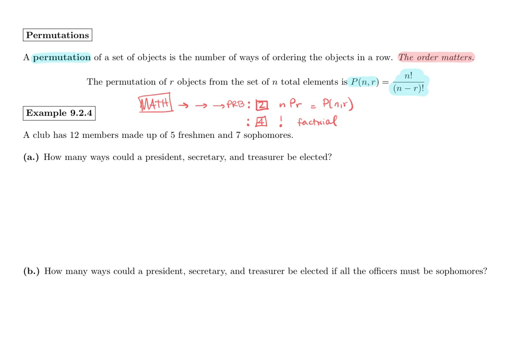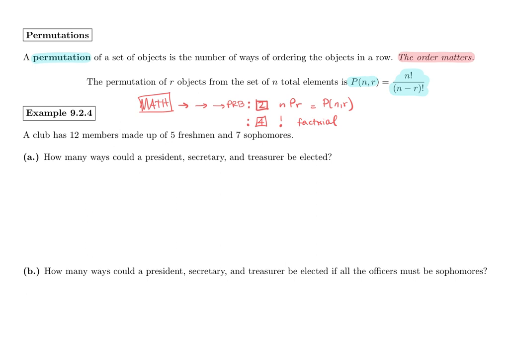So let's try one of these problems. What do we even use permutations for? Well, example 9.2.4 says a club has 12 members made up of 5 freshmen and 7 sophomores. So 5 out of 12 are freshmen, 7 out of 12 are sophomores. How many ways could a president, secretary, and treasurer be elected? In this case, it matters who gets picked because each time you have 12 ways to pick one of them, and then the other 2 each get removed by 1 because one person can't do both jobs.